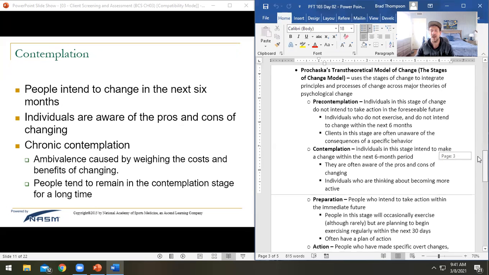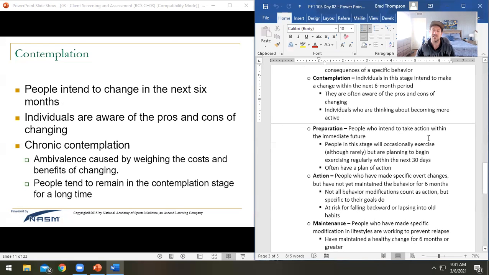This is why they use so many scare campaigns in commercials for anti-smoking ads, where they say this many people die every 60 seconds, and then a bunch of people die in town square or whatever. Looks like a prank show. The reason is because they're trying to draw awareness to this thing, right? So that's pre-contemplation. And again, it's a 6 month time window. So they're not intending to change within the next 6 months.